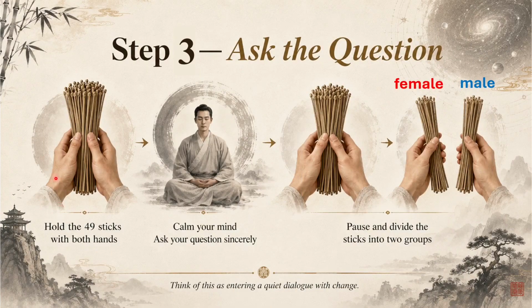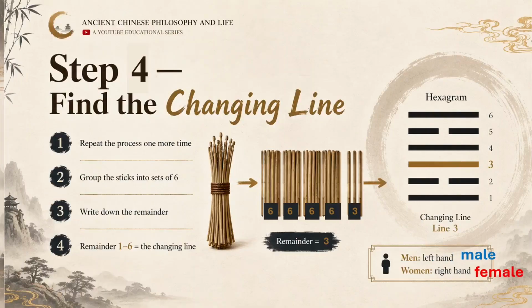Then put all 49 sticks back together and repeat the same process. Ask your question, hold your breath, and divide the sticks into two groups. But this time, use the opposite hand. For men, now the right hand. For women, the left hand. Again, group the sticks into groups of 8 and write down the remaining number. This gives us the outer trigram.